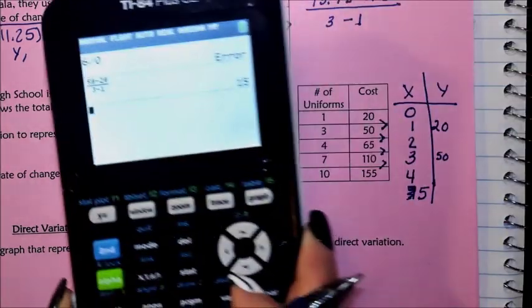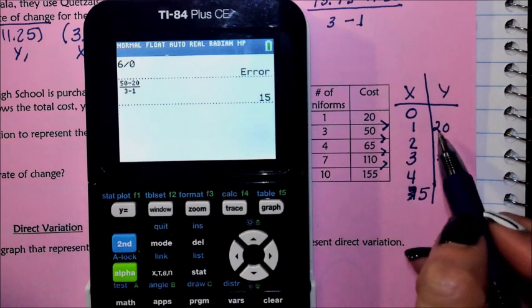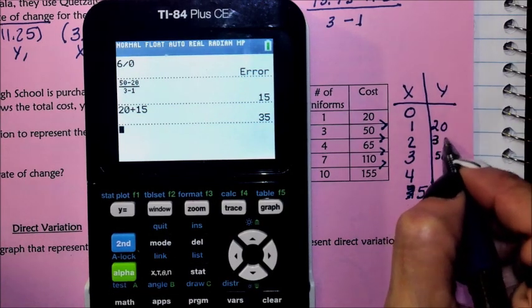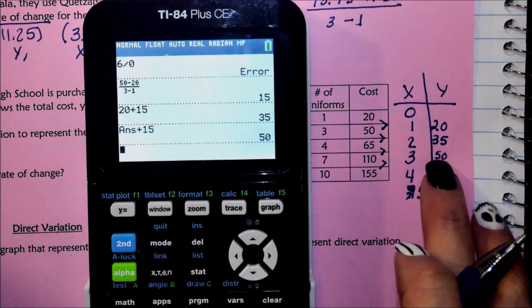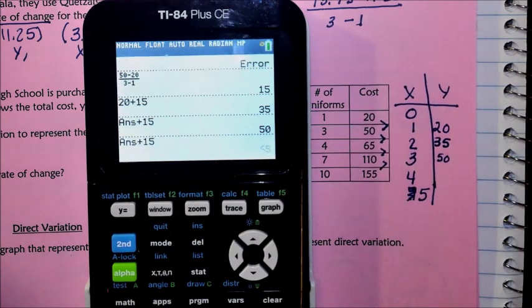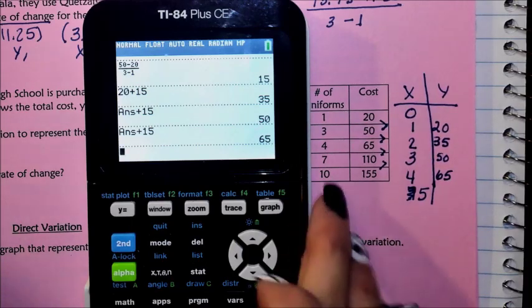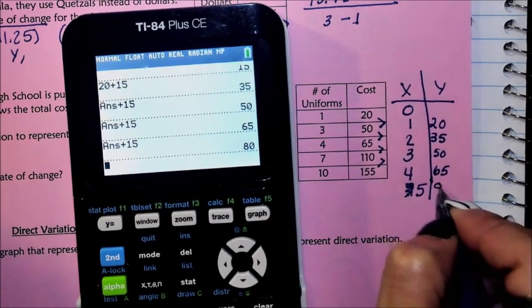Well, I just figured out that it's $15, right? So what do I need to put right here? 20 plus 15 is 35. And then if I buy another shirt for $15, it's 50. If I buy another shirt for $15, it's 65. And that's what we've got there, 65. And then if I buy another shirt at $15, it would be 80.